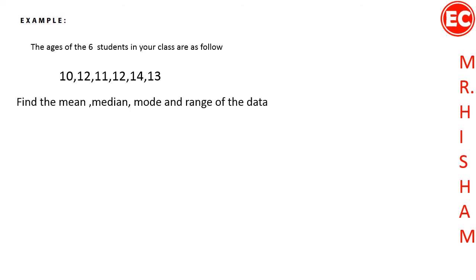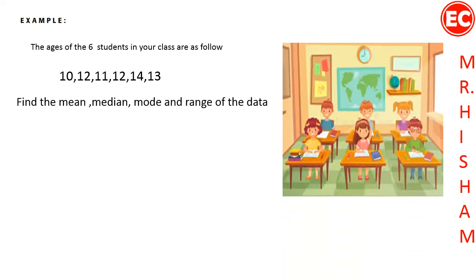For example, in your class you have 6 students and you asked them their ages and they told you: 10, 12, 11, 12 again, 14, and 13. And you want to find the mean, median, mode, and range of the data you collected. So you need to understand more about the ages of the students around you in the class.